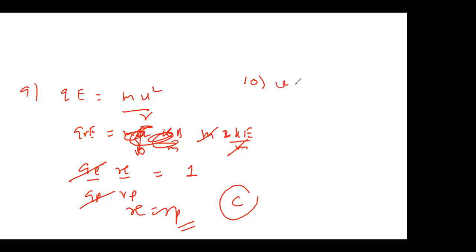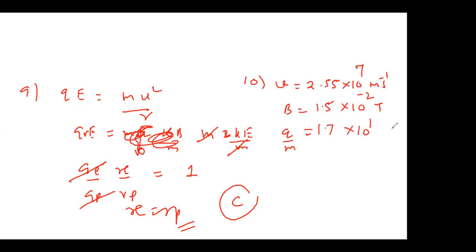Electrons are fired with velocity of 2.55 into 10 raised to 7 meter per second, at right angle to the field of 1.5 into 10 raised to minus 2 Tesla. Specific charge, meaning charge upon mass, is 1.7 into 10 raised to 11. What is the radius of the electron path?